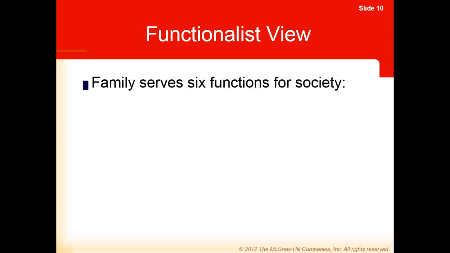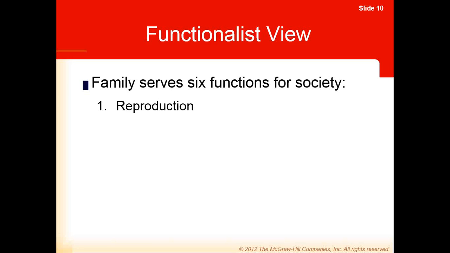Functionalism, of course, views things in terms of the functions they provide for individuals and society. Family serves 6 functions. When we think about this, reproduction: new members of society are only created in the family as a unit. So the family has the societal responsibility of producing new members of society.